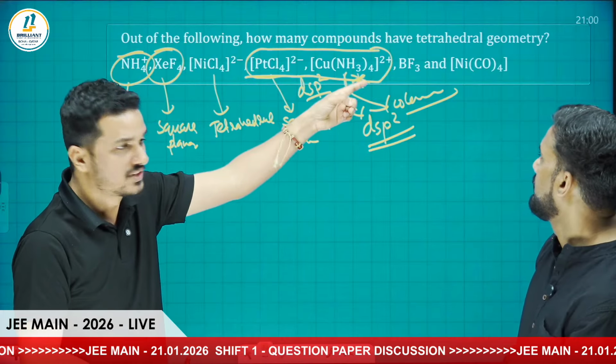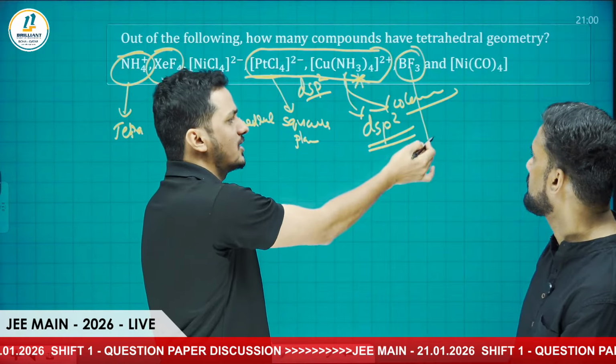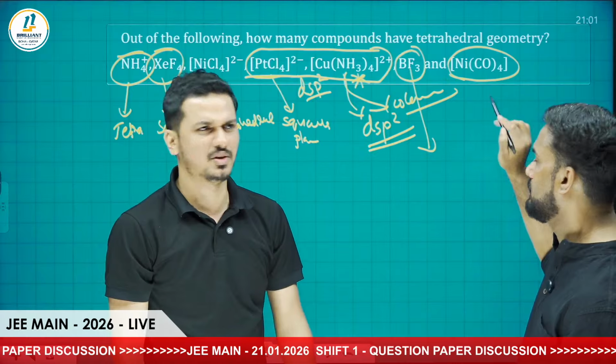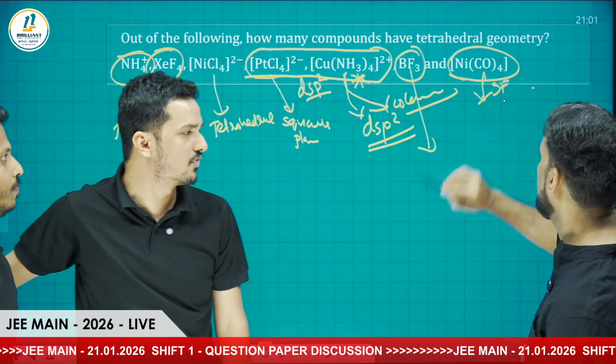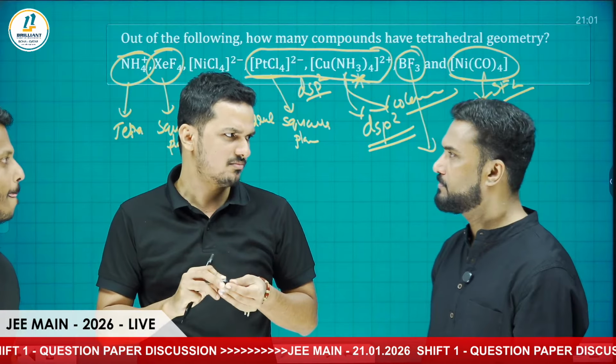And BF3, BF3 means what? It's actually trigonal planar, nothing to do there. And Ni(CO)4 also, they do not have doubt. No doubt. That's also tetrahedral. CO is a strong field ligand, tetrahedral. So tetrahedral, sp3 hybridization will come. So that's all about the questions.